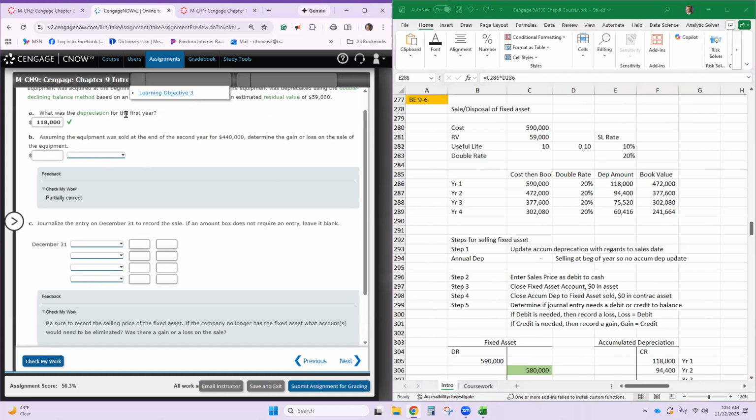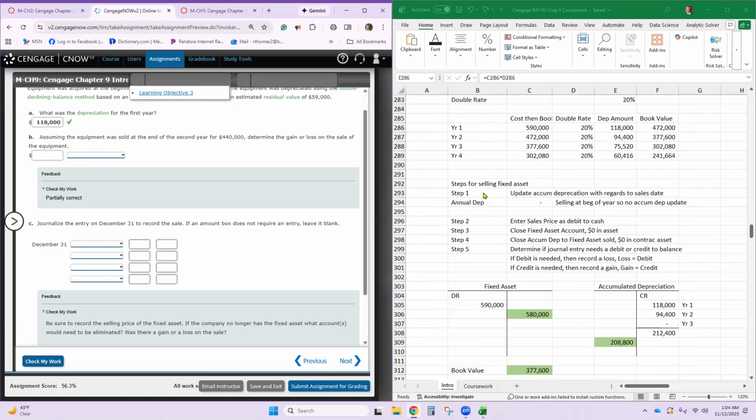So assuming the equipment was sold at the end of the second year, and that's another thing: you have to watch the timing. Is it the first of the year? Is it the end of the year? Is it 3/4 of the year? You got to know the timing of the sale, and the timing that an asset was put into service. So assuming the equipment was sold at the end of the second year for $440,000, determine the gain or the loss on the sale of equipment.